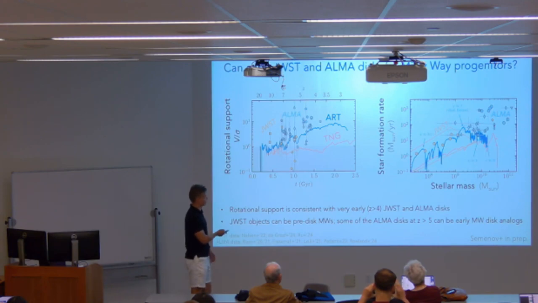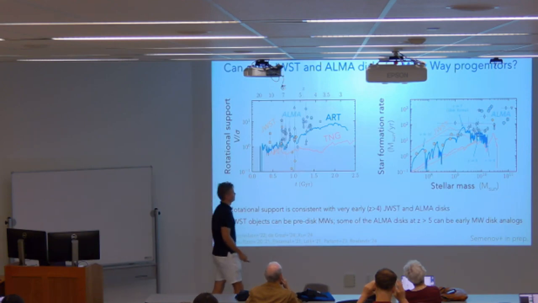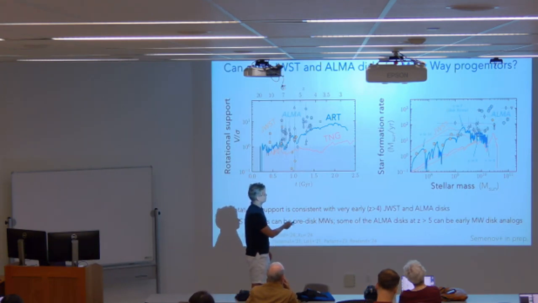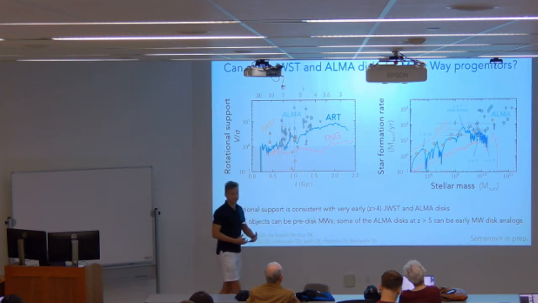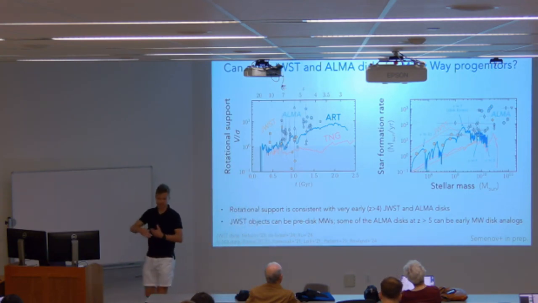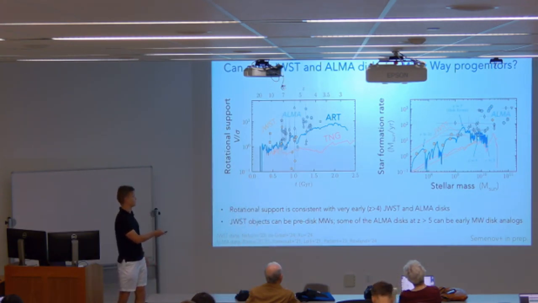Another interesting result is that as the galaxy in the simulation evolves, due to this early burstiness, it explores the entire range of star formation rates observed with JWST at this early time. So it means that the observed scatter can be explained by burstiness.